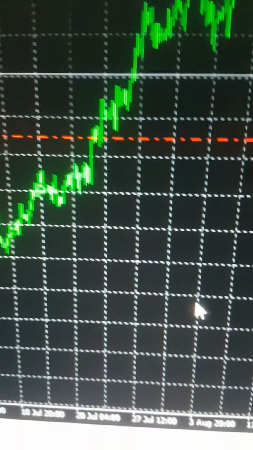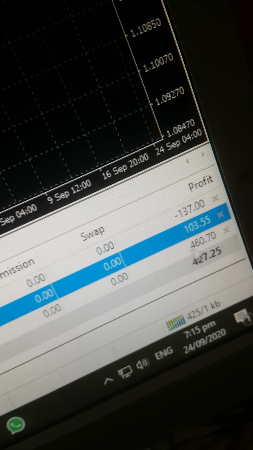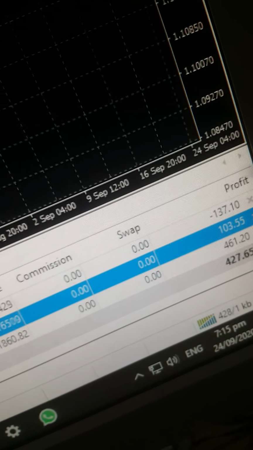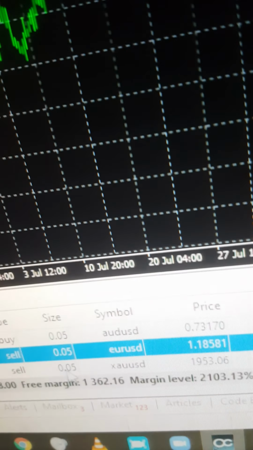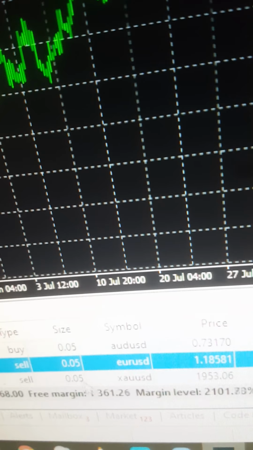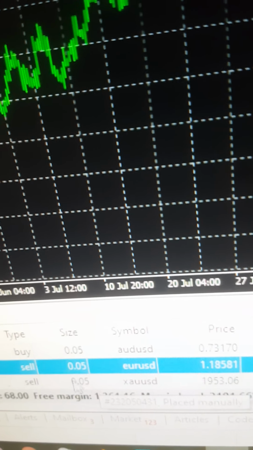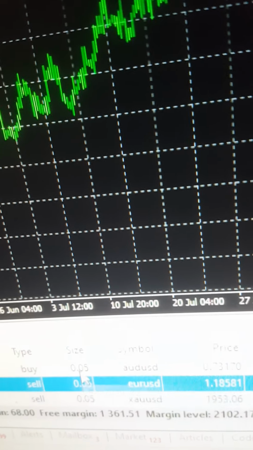Okay, 5.2, you can say 1.9 it says. And here's the trade. $460 in profit. I put about a 0.05 lot. It's a really micro lot, I guess, a mini lot, whatever you say.